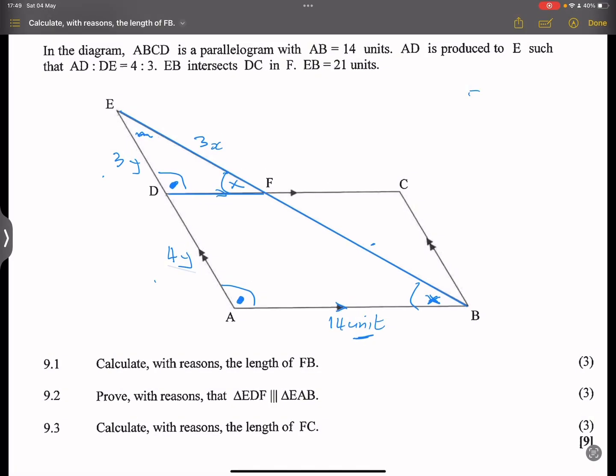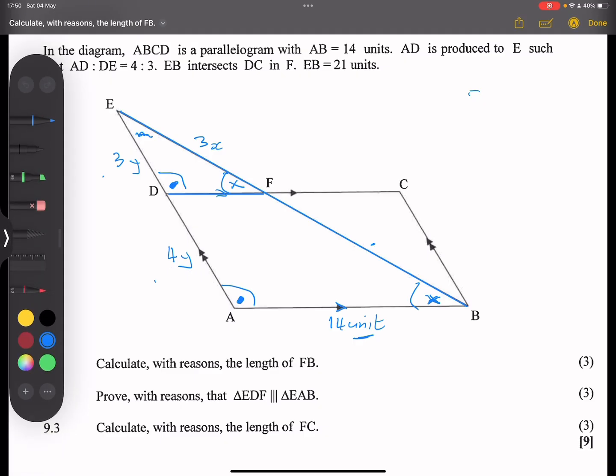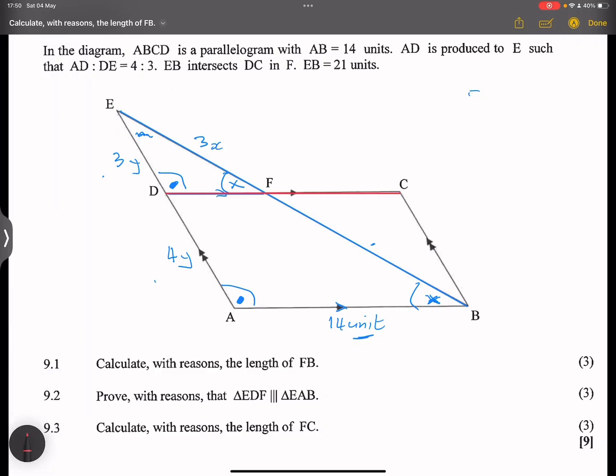Now, remember, I am looking for the smaller side. I just want to use some color so that you can see it. Remember that this entire side here would actually also be 14 units. Why? Because these are opposite sides of a parallelogram. So all I'm going to do now is try to find the length of DF. Now DF is in the smaller triangle.